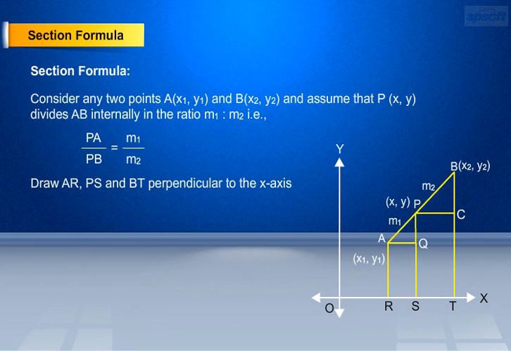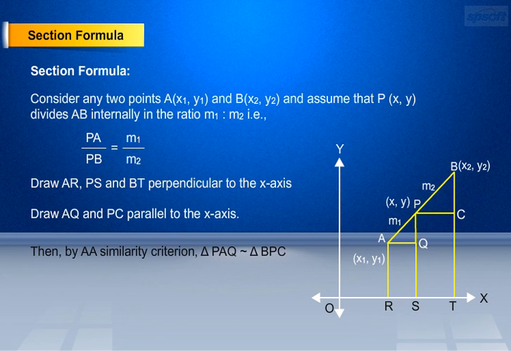Draw AR, PS, and BT perpendicular to the x-axis. Draw AQ and PC parallel to the x-axis. Then, by a similarity criterion, we have triangle PAQ is similar to triangle BPC.